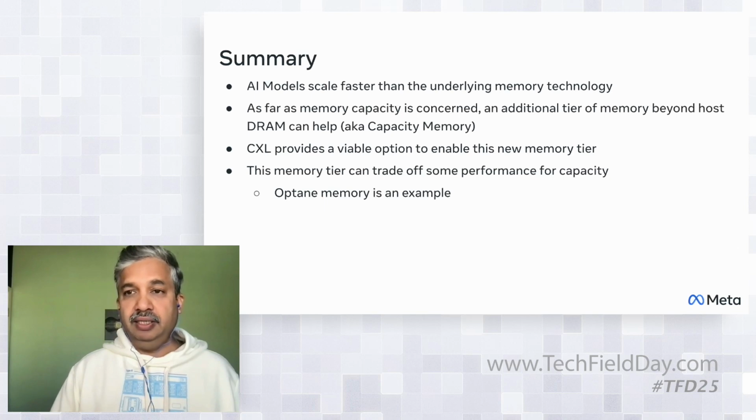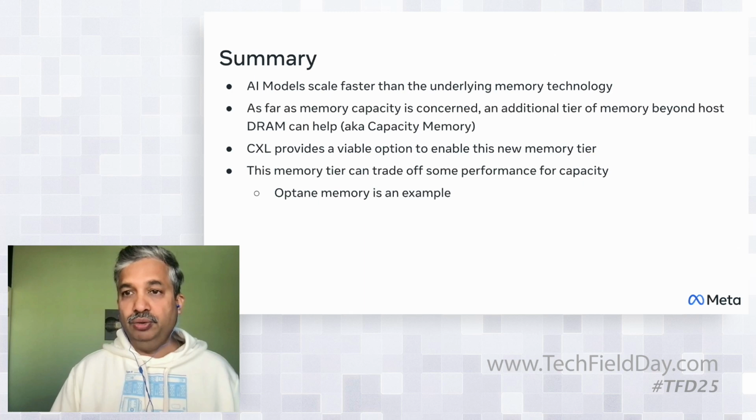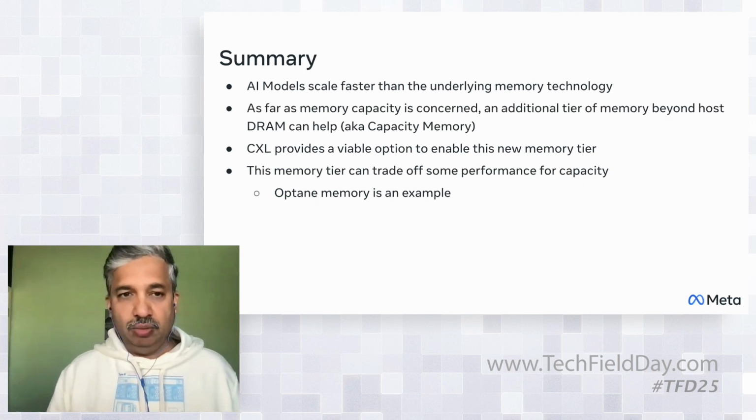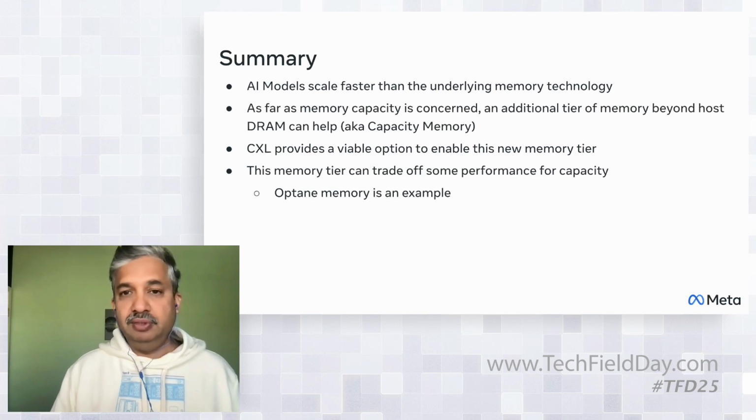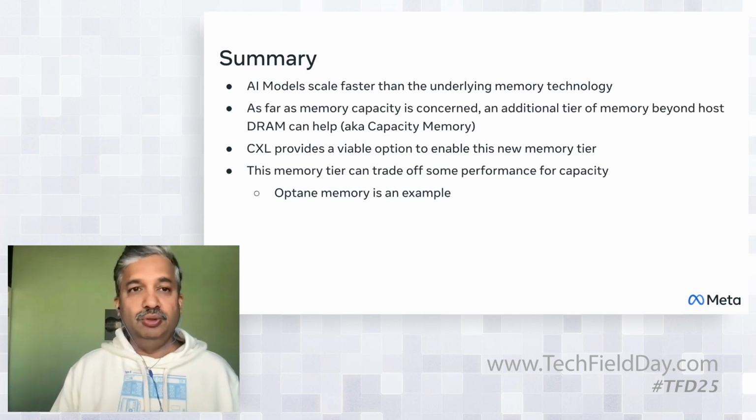And CXL is a great way. This is the standard way that allows us to get to that through load store and not necessarily pay the penalty for latency by going through the block interface. That's what we can get to through this new memory tier for the capacity memory. And the good news, of course, to get to the right TCO model, is that this memory tier can trade off some performance for capacity, and we believe Optane memory is an example of that. So we look forward to CXL and such technologies enabling us to do these greater things as we continue to see explosion in our AI models for the capacity.